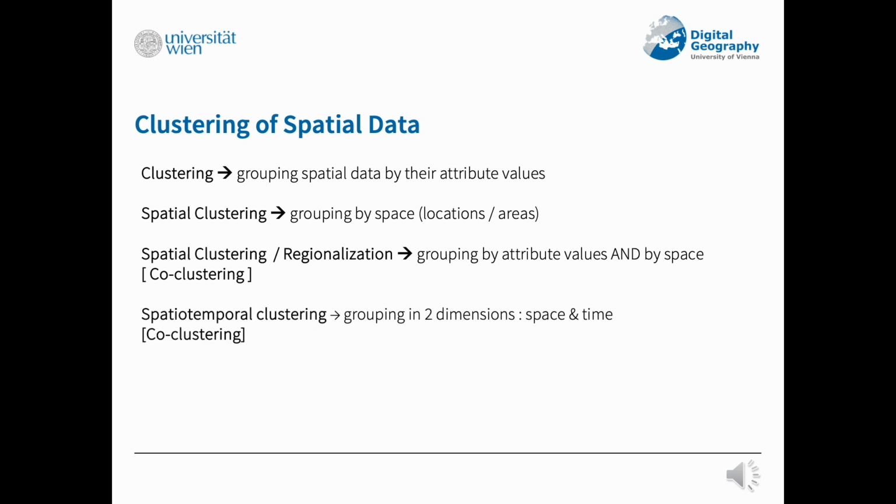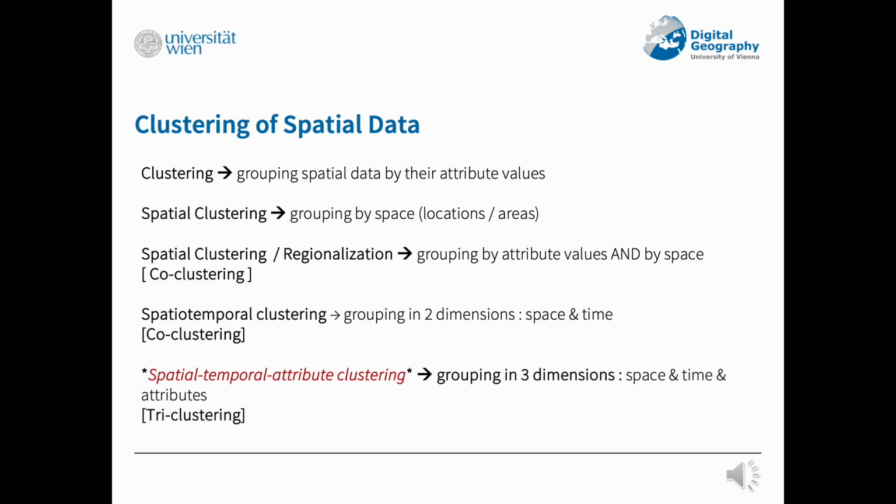Spatio-temporal clustering is another type of co-clustering, meaning that data is again grouped in 2 dimensions, but now space and time. The last type is spatio-temporal attribute clustering, which involves grouping in 3 dimensions or tri-clustering, and these are space, time, and attributes. This last type is the least researched clustering type, and there are the least developed techniques that can be used for this type of clustering.